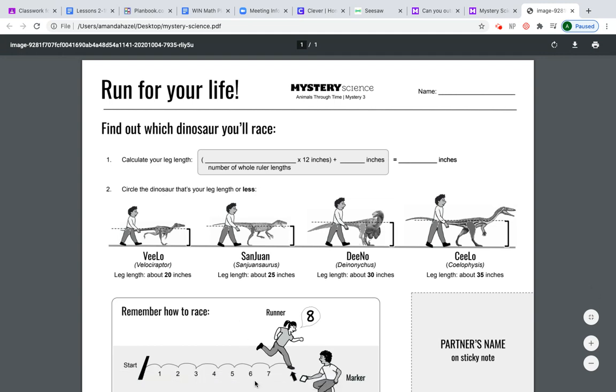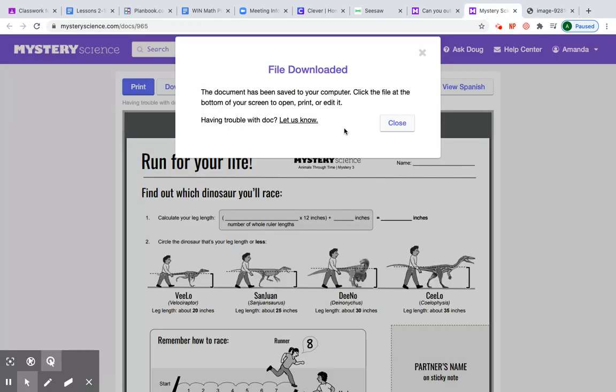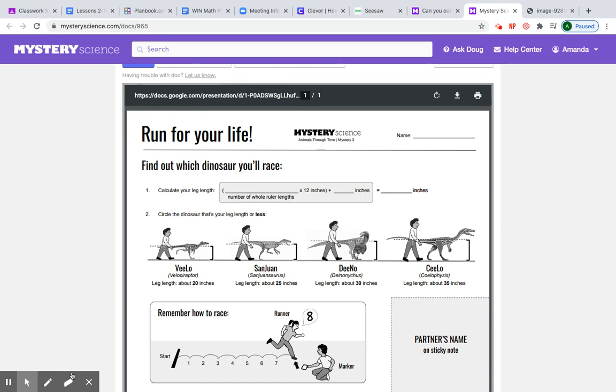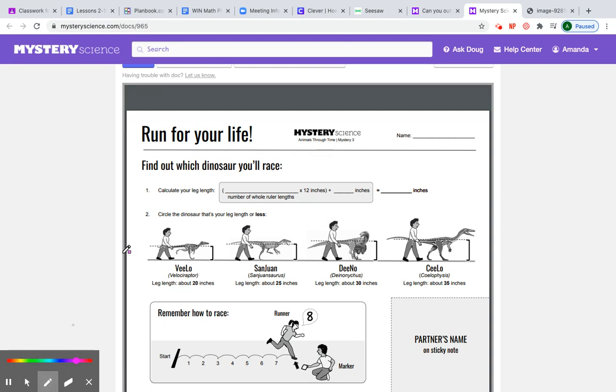Here we go. Let's see. Do we have our tools on this slide now? All right, we'll just do it this way. So my legs, when I laid down, they say how many rulers. Mine are about closer to 3 than 4. So it says 3 times 12 inches.